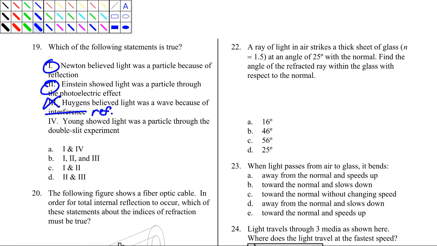So that's not true. And Young showed light was a particle. That's not true. He showed that it was a wave through the double slit experiment. In fact, it was through the double slit experiment that he showed that it was a wave, but we used a different term. We called it interference. But because it should be wave here, so that one's not true. 1 and 2 is the right answer, C.